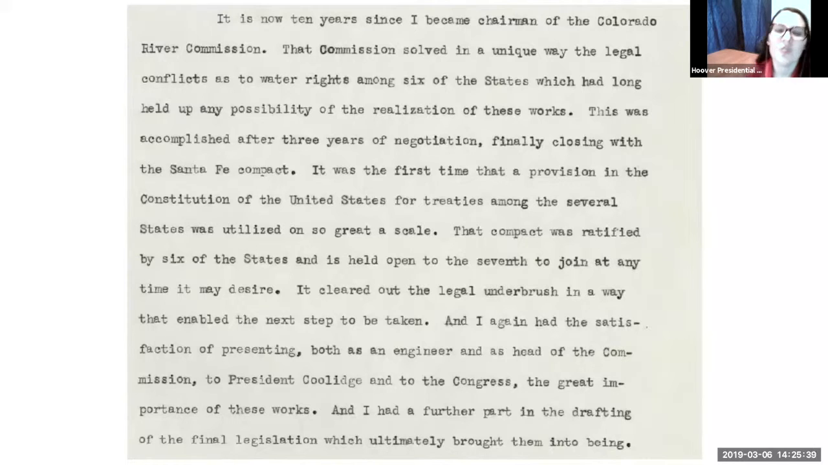He was incredibly proud of the Hoover Dam project for his entire life. And as you could tell, he was an engineer. He was very invested in the United States and the Constitution. And so to find a constitutional resolution to water rights and to other problems was really, really important to Hoover.